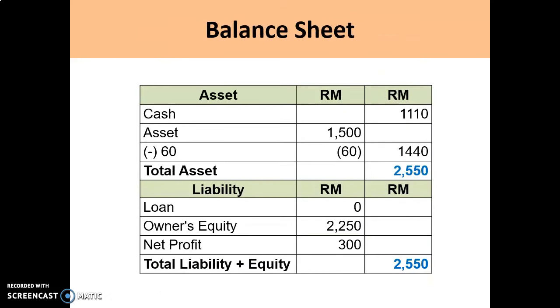And then the balance sheet, it is the last statement that you need to have. Okay, you have asset and liability columns here. You have to calculate the total asset: the cash, and then the assets minus the depreciation. So you have to ensure that it is equivalent with your liability: loan, owner's equity, and the net profit you have gained. So altogether you have 2550. Okay, and the amounts must be equivalent so that your business is balanced, as the balance sheet shows.